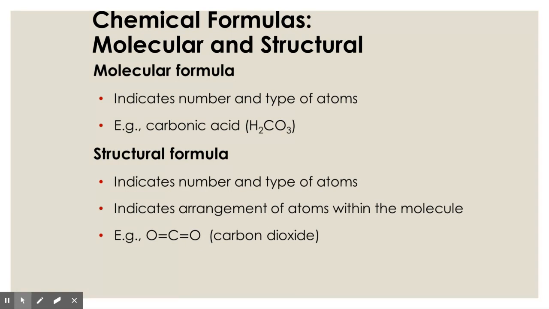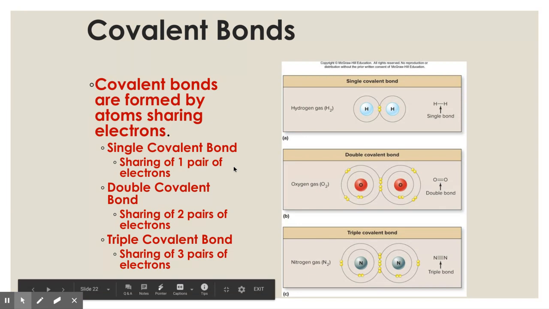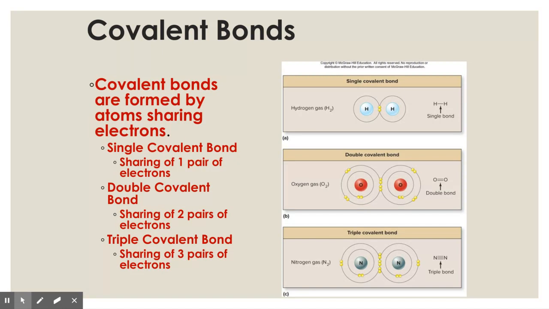Pros to this: you know exactly where those atoms are, so you have a good idea of how it reacts. Problems, though, it's long, especially if you have a lot of different atoms involved in the formula. But it will show us sort of where these covalent bonds are and how we look at them. So if you've got a single covalent bond, that means that we are just sharing 1 pair of electrons. And that's sort of our top picture from your textbook here.